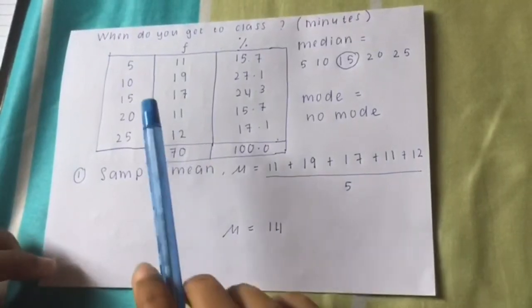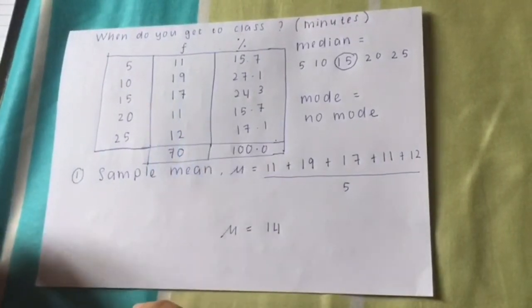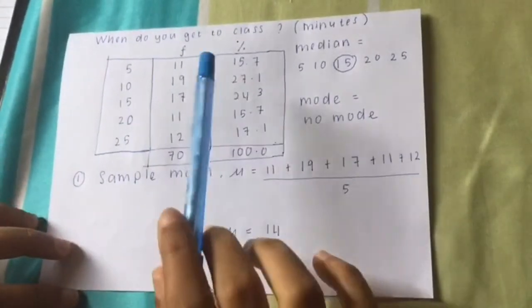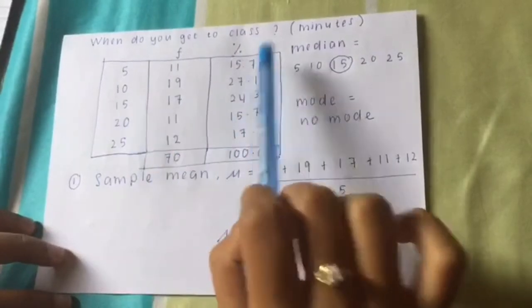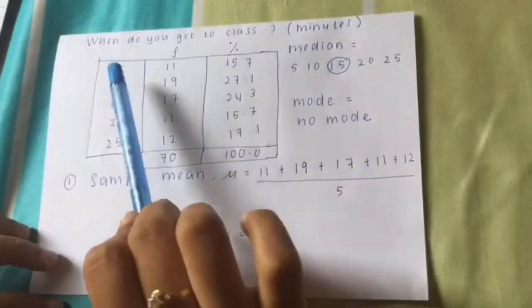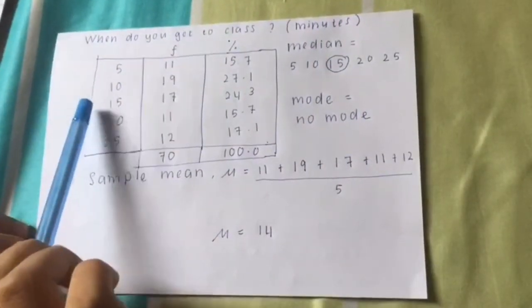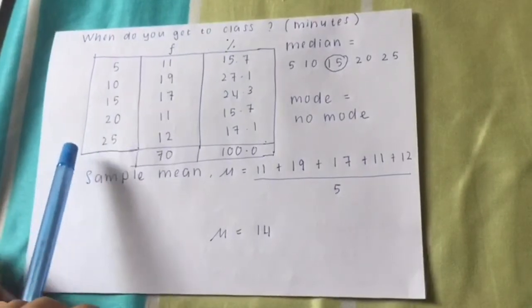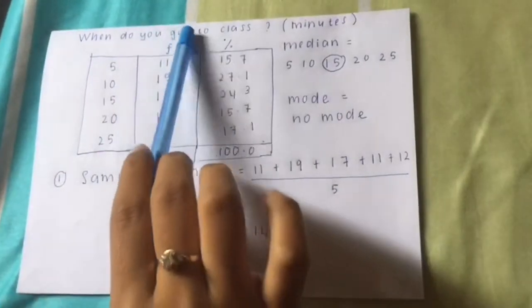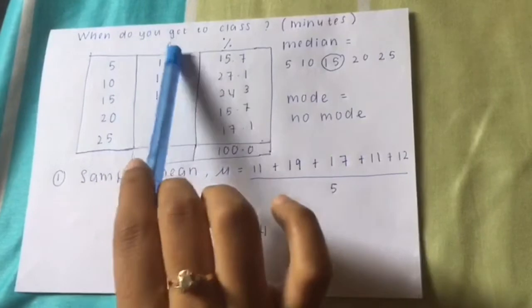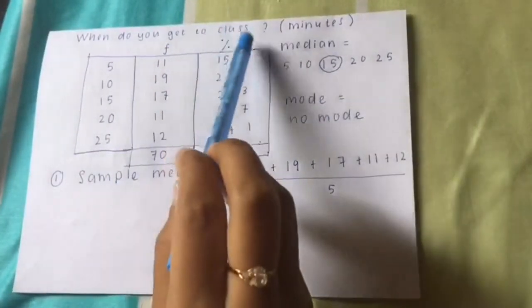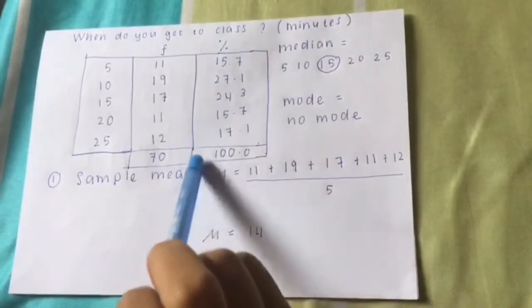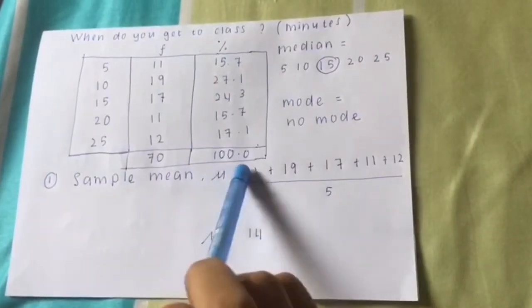Next I'm going to show you how to calculate the data. My data is how long it takes to get to class. All the data is in minutes. So these are 5 minutes, 10 minutes, 15 minutes, 20 minutes and 25 minutes. This is the frequency of the data, and the total is 70. This is the percentage. The percentage is 100%.